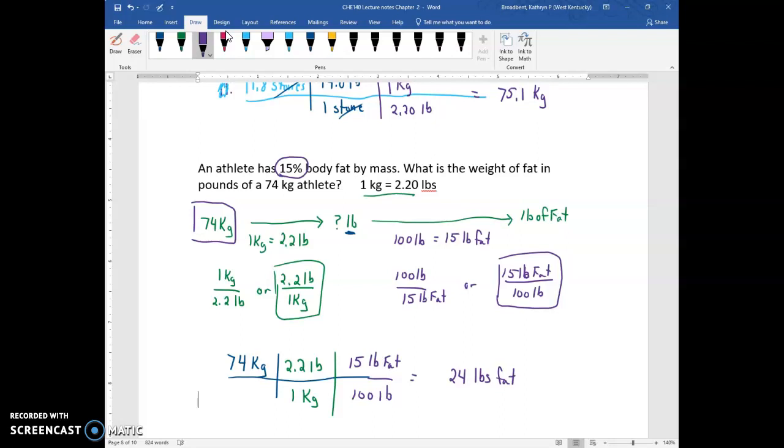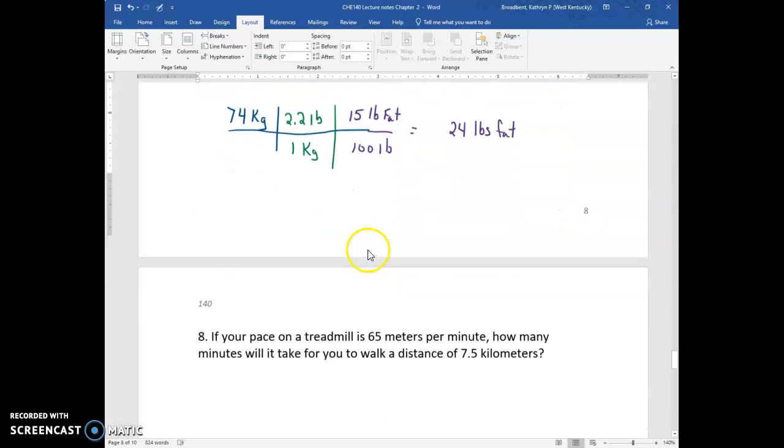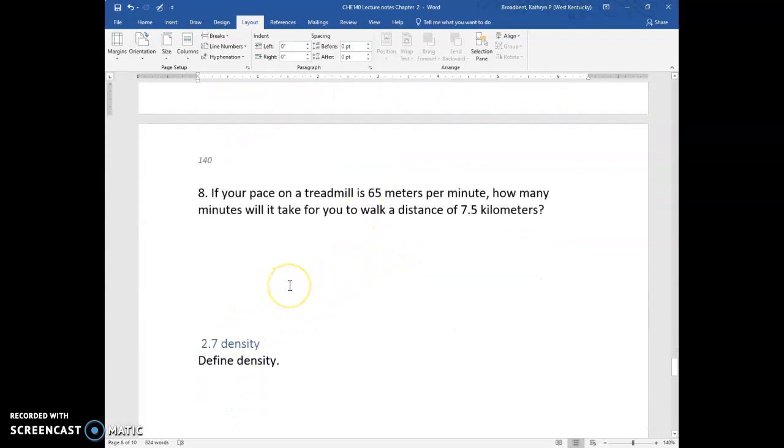Okay, so let's look at another one. This one has a new twist because we're going to be changing stuff on the bottom. But we can do that too. This is going to be a three conversion problem. If your pace on the treadmill is 65 meters per minute, so 65 meters is equal to 1 minute. In 1 minute, the person travels 65 meters. How many minutes will it take you to walk a distance of 75 kilometers?